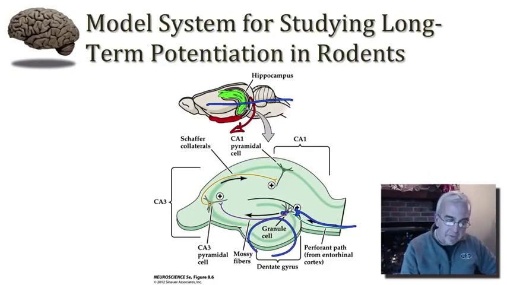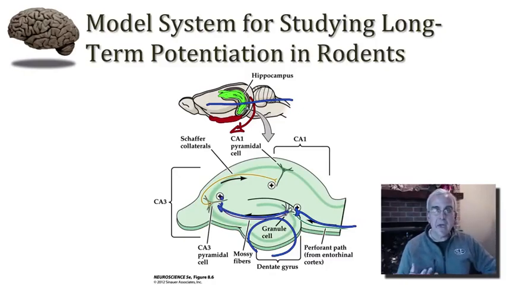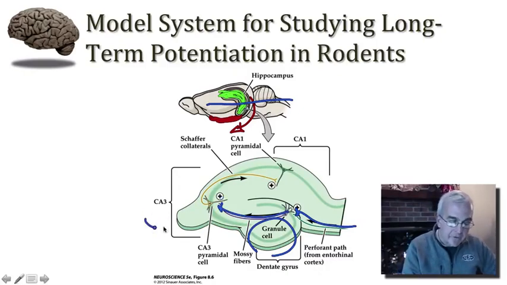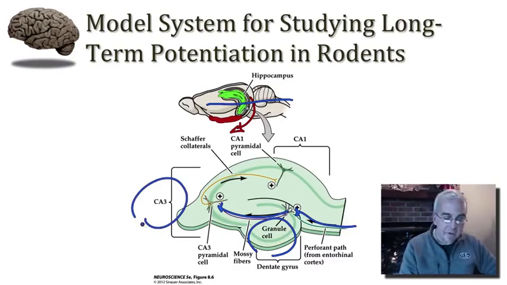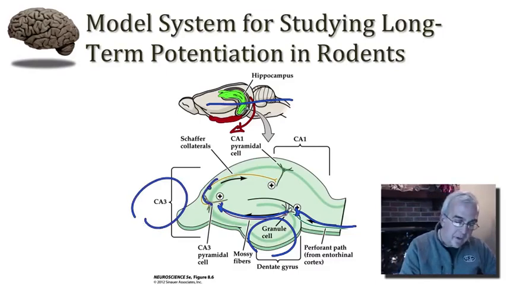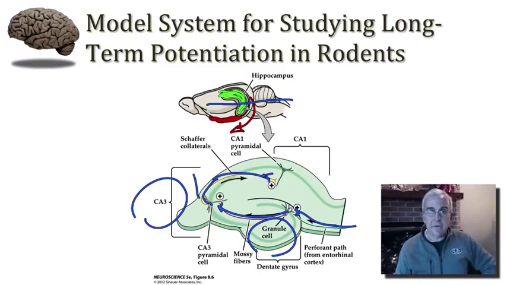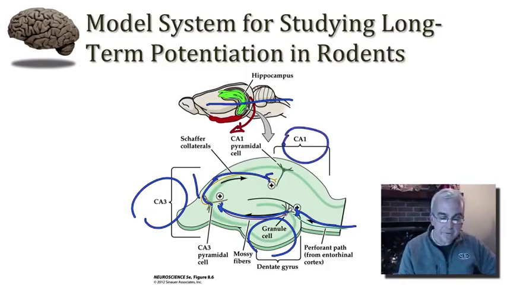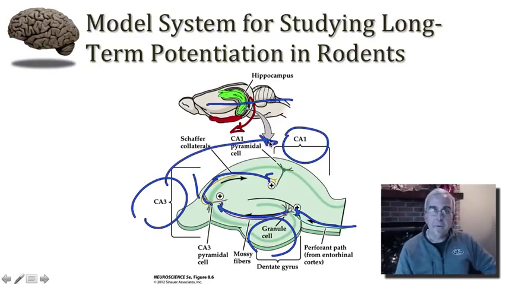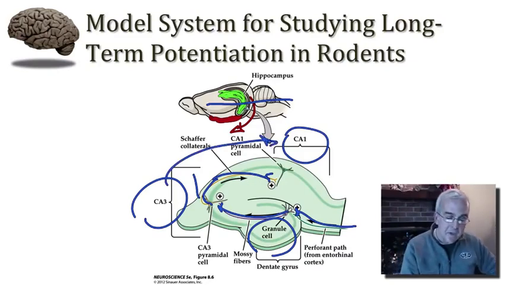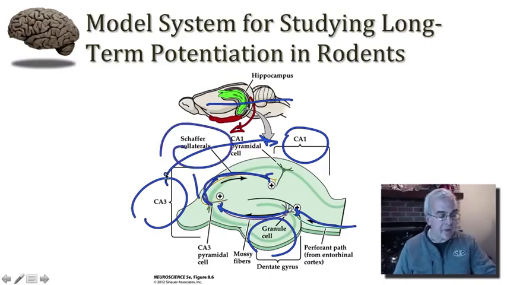The granule cell then sends synaptic inputs to a large pyramidal cell that's found in a region called the CA3 region of the hippocampus. This large pyramidal cell sends axons to several different places. One of them is to a different sector of the hippocampus called the CA1 region. And it's this pathway from CA3 to CA1 that we're going to focus in on and use as our model system. This axon that goes from CA3 to CA1 is called the Schaffer collateral axon.